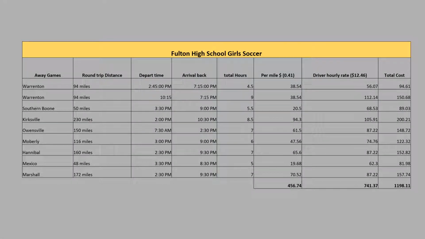The first activity that I looked into for the Fulton High School was the girls soccer team. See over on the first column under away games, the girls soccer team has a total of 9 away games. Now, Fulton girls soccer team has a varsity and a JV team, but the JV team always travels with the varsity team. They never have their own competition at a different destination. They're always playing at the same place on the same day as the varsity team, so they always travel together.